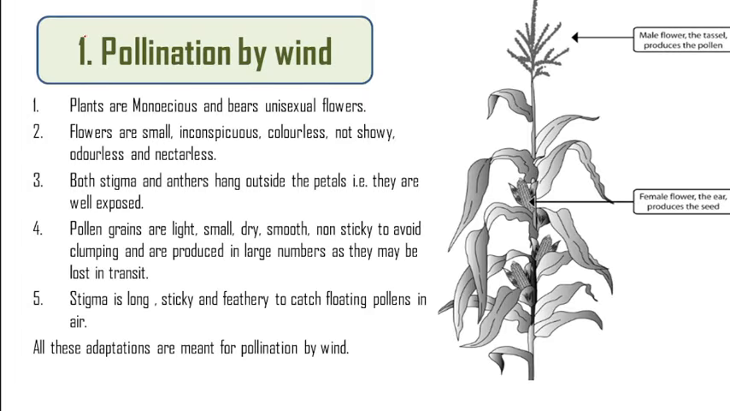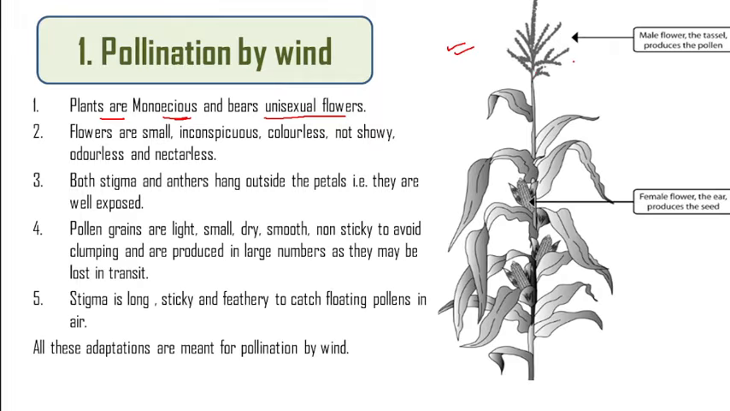Okay, so let's start with the first spot, that is pollination, a plant which gets pollinated by wind. The plants are generally monoecious and bear unisexual flowers. For this, the teacher is going to show you an actual plant or give you an image of this kind of plant. You have to identify that this plant gets pollinated by wind.